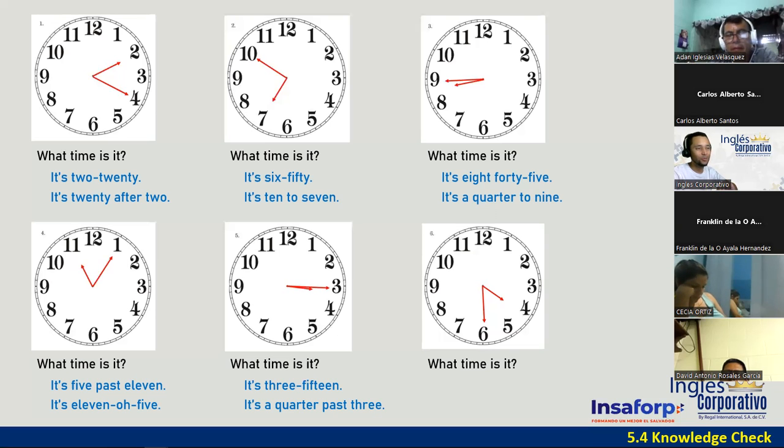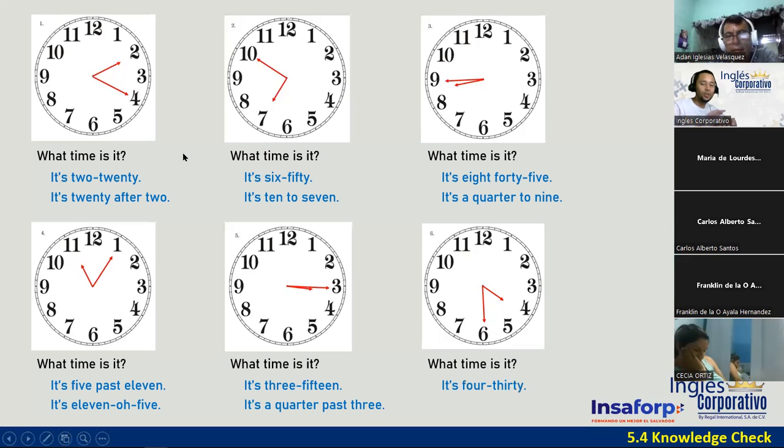Si me dice it's 4:40. Ajá. Veamos ahí, en orden. It's 4. It's 4:40. Mm-mm. 30. It's 4:30. Ajá, it's 4:30. Vamos a ver. It's 4:30. Okay, good. Son las 4:30.